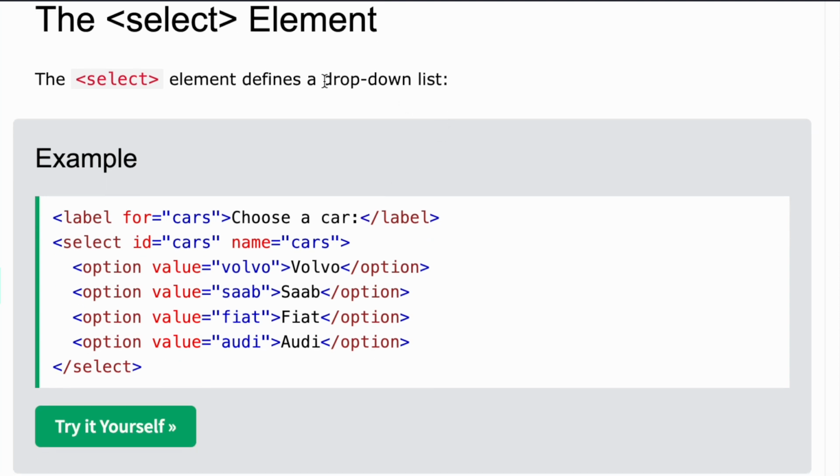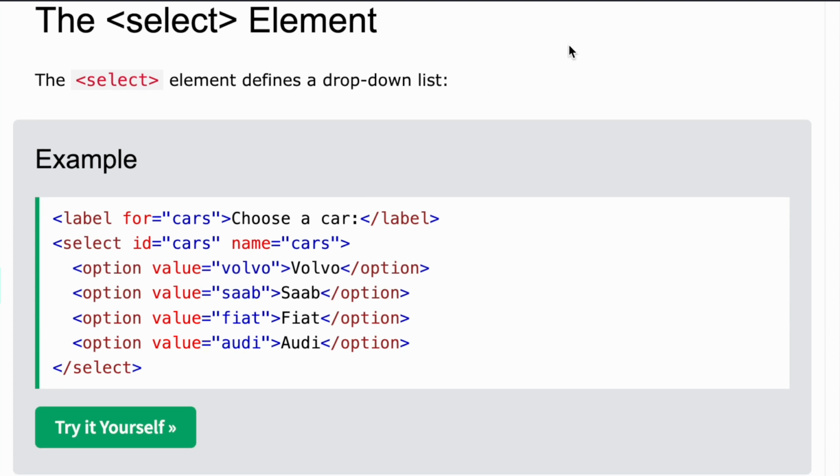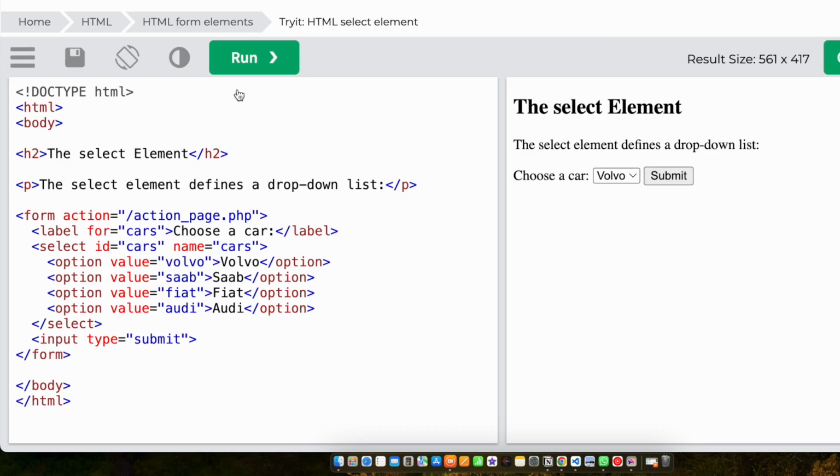Now talking about the select element. The select element defines a drop down list. You must have seen when you have to select a country, all the countries list comes down, right? So for that, we'll write label for cars. Now let's see, we'll write form action, and then label for cars, "Choose a car" label. Now select id will be cars and name will be cars.